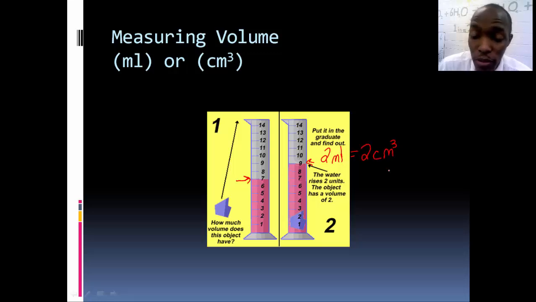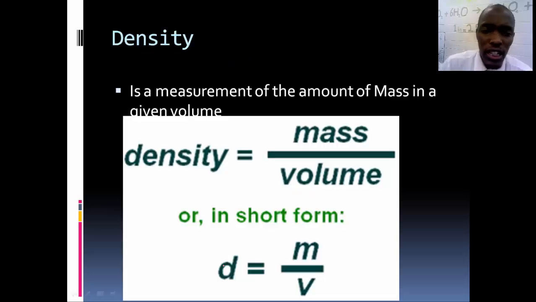A milliliter and a cubic centimeter are the same thing. So sometimes you'll see milliliter, sometimes you'll see cubic centimeters. There is no difference. Just know that they're the same exact thing. So let's look at density. Density is a measurement of the amount of mass in a given volume. So density is equal to mass, as we just covered, mass over volume. Or in short form, D is equal to M over V.